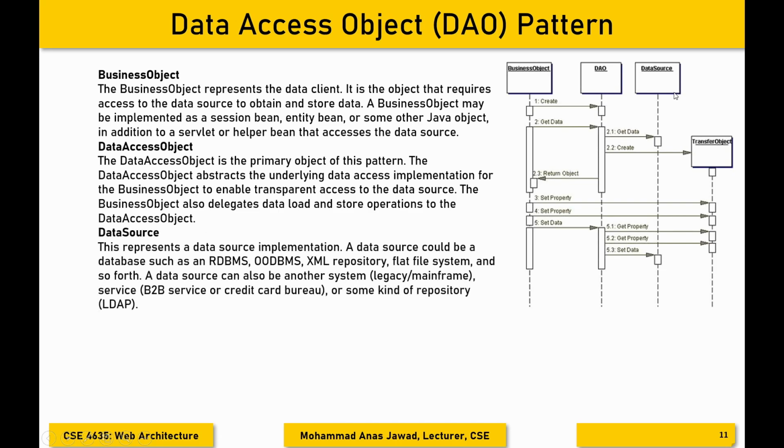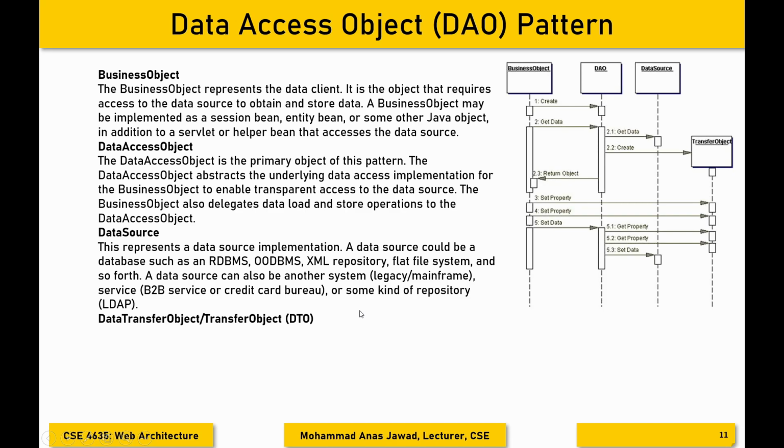So we have the data source next. The data source is basically the actual database that we have in our backend. So this data source can be implemented as an RDBMS, as an object-oriented DBMS, an XML repository, as a flat file system, and so on. It doesn't really matter in this case. What the DAO will do is it will basically have the necessary implementation details for accessing this data source, but our actual business object is not going to be aware of these implementation details, okay?